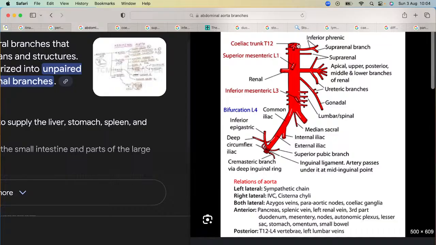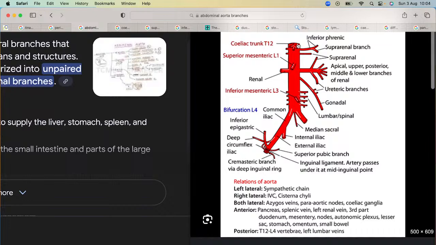There are what we call main branches, and then there are accessory branches that come out from the abdominal aorta. Now, in terms of SEQ as well as for your OSCE exam, you need to be thoroughly familiar with the main branches. The way we remember them is based on the levels of the thoracic and lumbar vertebrae. So we start from T12 and then we descend down L1, L2, L3 and L4. There are differences at each level.